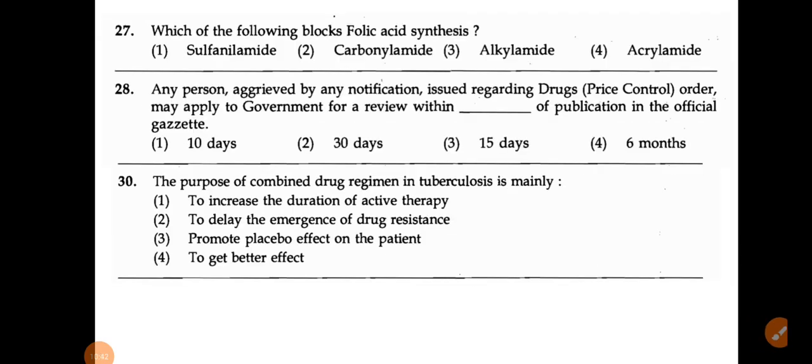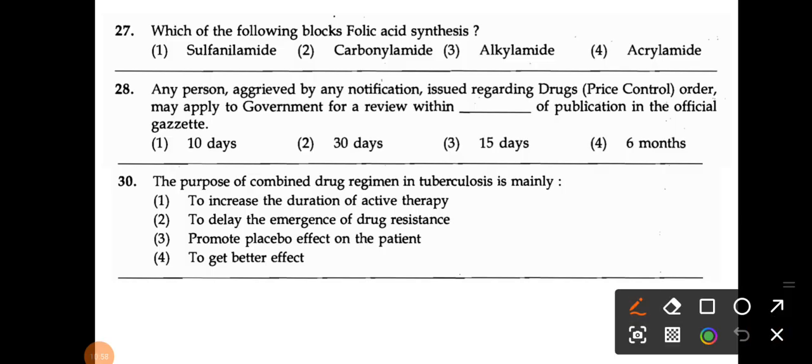So which of the following blocks folic acid synthesis? Again this question is from pharmacology, the mechanism of action of drugs. The options are sulfanilamide, carbonilamide, alkylamide and acrylamide. As we know, sulfanilamide blocks folic acid synthesis by inhibiting different enzymes.